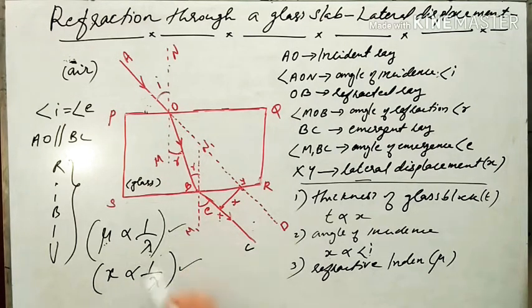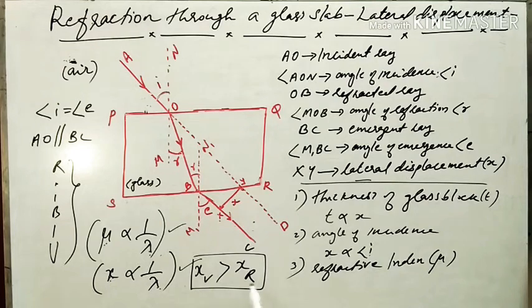Remember this fact. More the wavelength, lesser will be the lateral displacement. Lesser the wavelength, more will be the lateral displacement. So I can say that lateral displacement is more for violet. Lateral displacement of violet is more than lateral displacement of red.